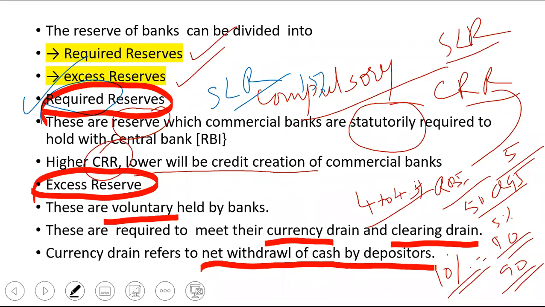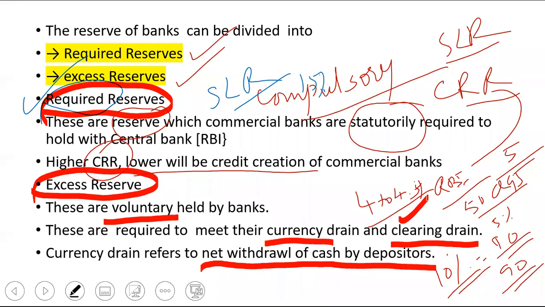Now I told you CRR is 4 to 4.5 and SLR is 14%. There was a time when CRR was 10% and SLR was 35%. So the Reserve Bank, depending on the situation, will change the ratio. Okay. Now I told you there is excess reserve.